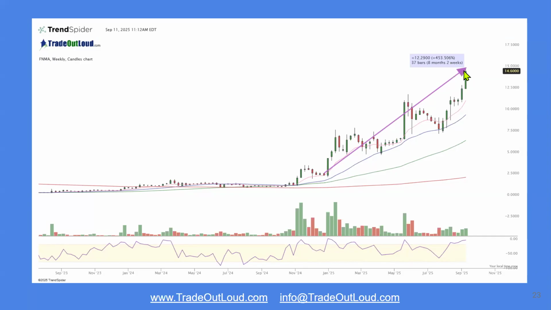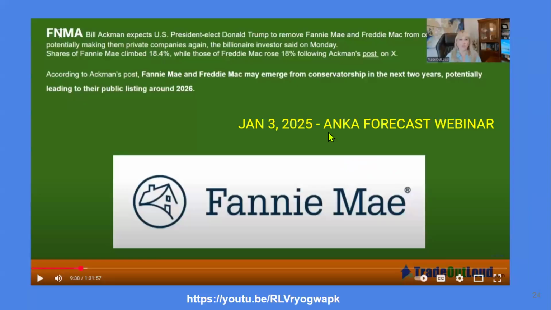Here's another one. This is actually my biggest percentage gain in my personal portfolio. That is FNMA. Look at this one: from January till now, 453%. It'll put any hedge fund to shame, seriously. Now, on January 3rd, and I have the recording right here, I do a market forecast. On January 3rd, I did the forecast for this year.